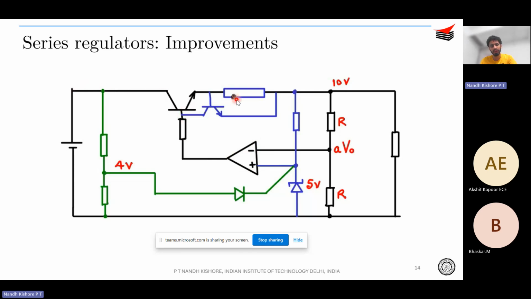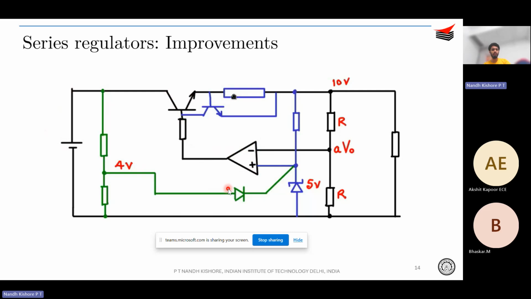It will control your BJT over here. Okay, and of course you can incorporate your overcurrent protection circuits as well over here to ensure that the circuit operates properly. What you do is you tap your V in and you have a diode over here.